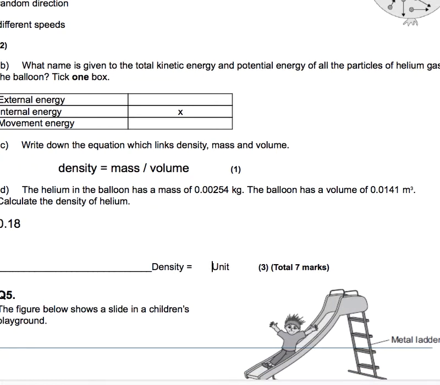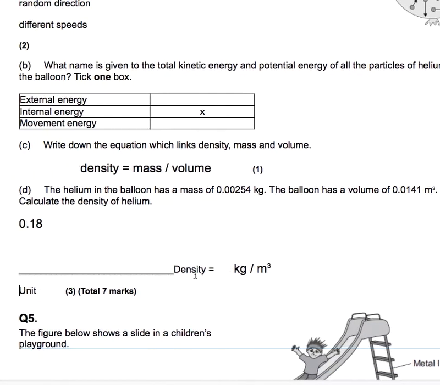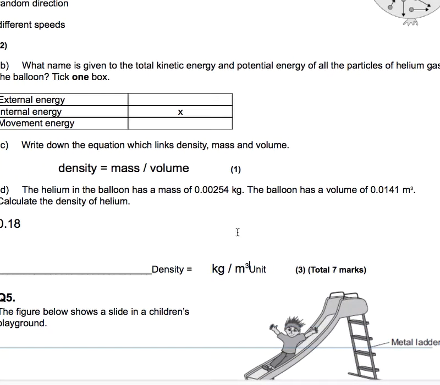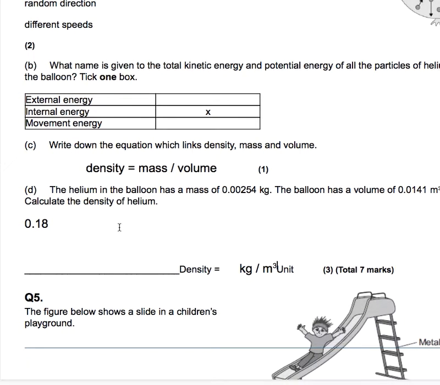And the units: kilograms per meter cubed. So again, you need to know your units, but in this case, you could look at the calculation, kilograms divided by meters cubed. The units are going to be kilograms per meter cubed. 0.18. Now notice that in this question, you could have got 1 mark for this, but if you didn't know this, you couldn't get this.